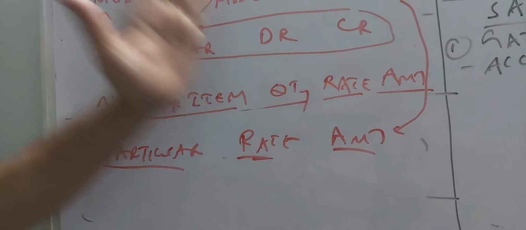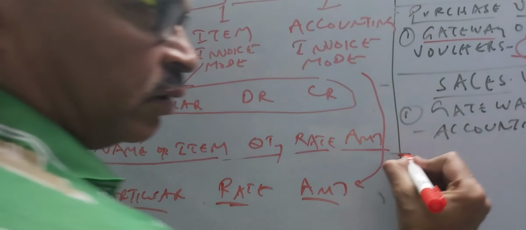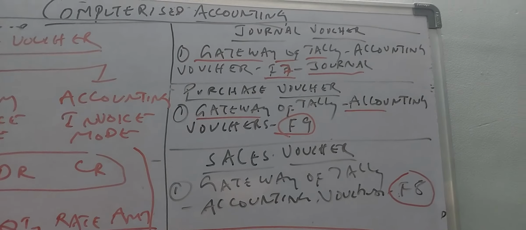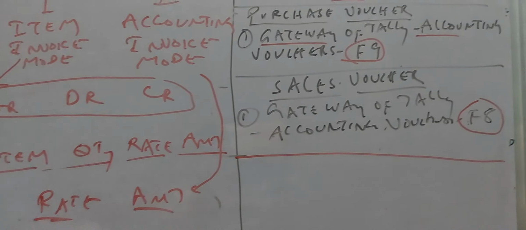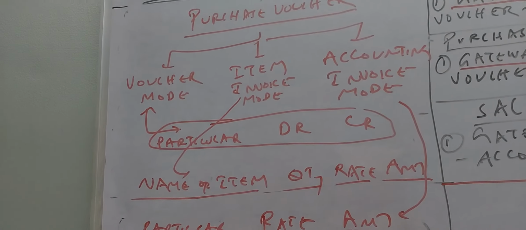So these are the 3 different modes where you can enter the purchase voucher and sales voucher. Today we have discussed the different types of business transactions and different types of vouchers. We have discussed different shortcut keys for different types of vouchers, and we have to discuss the steps on how to go for different types of vouchers. Okay.